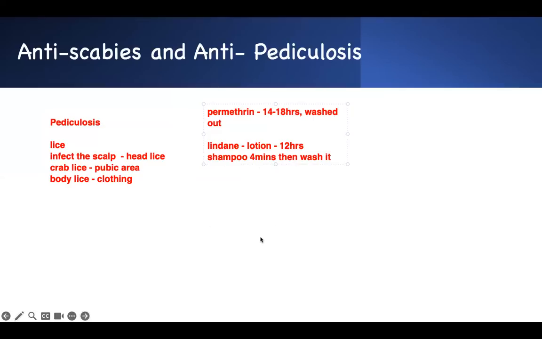And that's all you need to know about how to use this medication, the way to use it in application. And I've given you the side effects of them. Permethrin is basically a skin reaction. But these are very common medications. Okay, so that's those two.